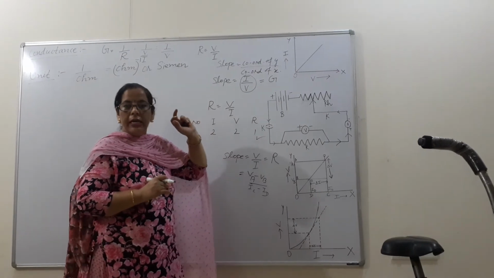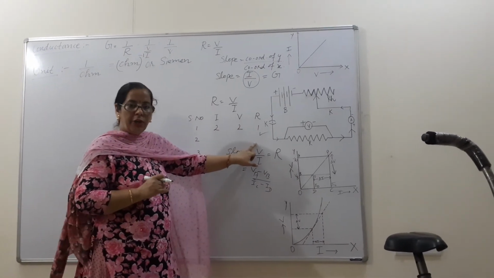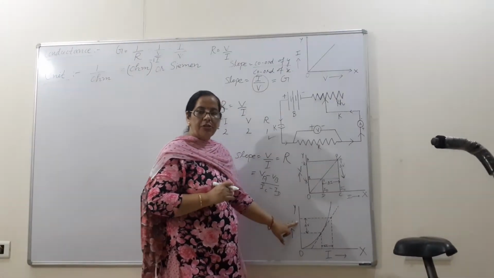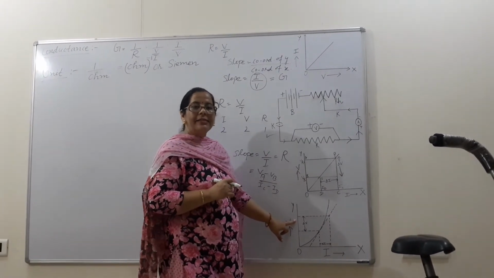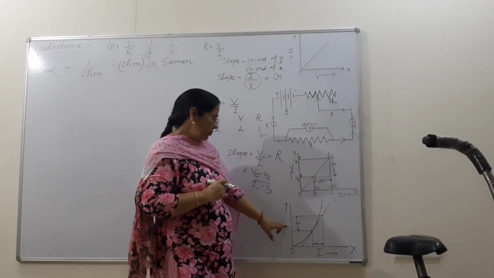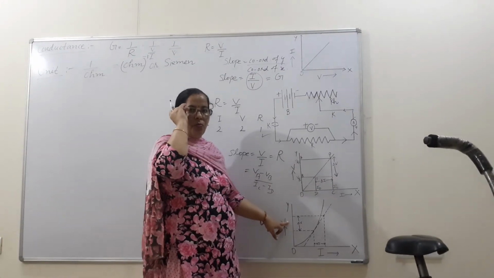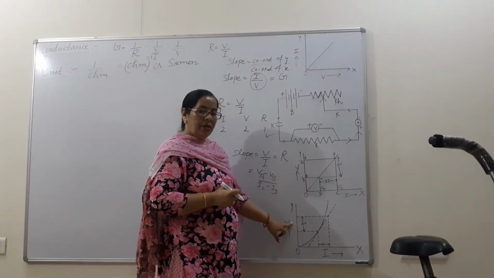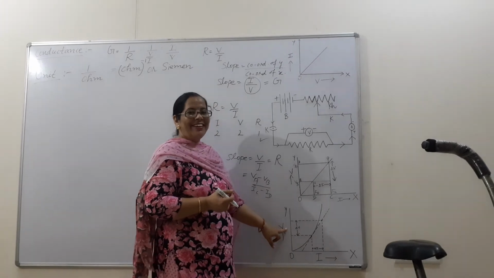But beta, one more difference is there. For ohmic conductors, for ohmic resistors, in this experiment R was coming constant, the same value for every set. But for non-ohmic conductors or non-ohmic resistors, the R will not be the same. The R will change for every set. So you have to keep these points in your mind for ohmic and non-ohmic resistors.